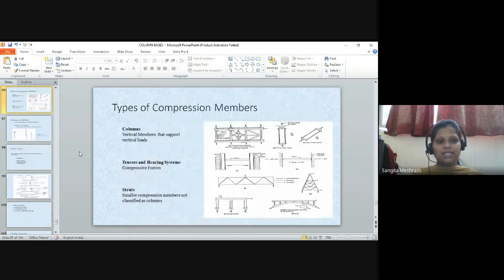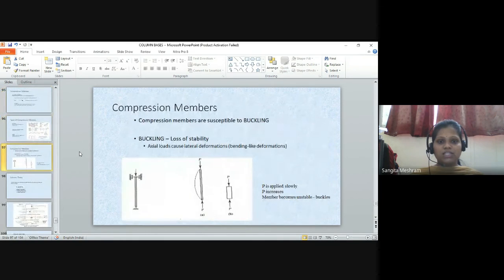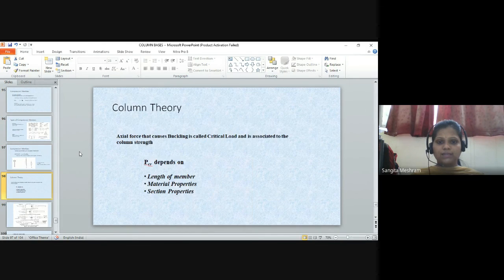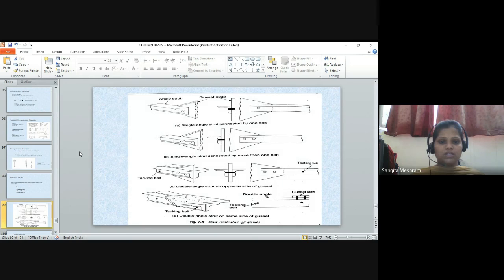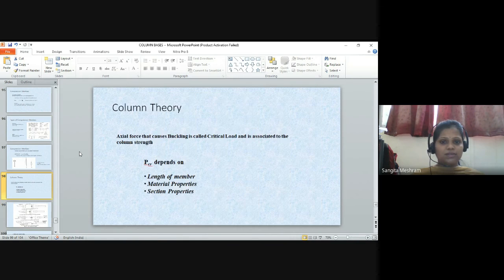Okay, and basically it depends on the axial load which causes the columns to buckle, and generally it is formulated as pi square EI by L square. So basically the critical load value depends on length, material and section properties. So these are the properties.